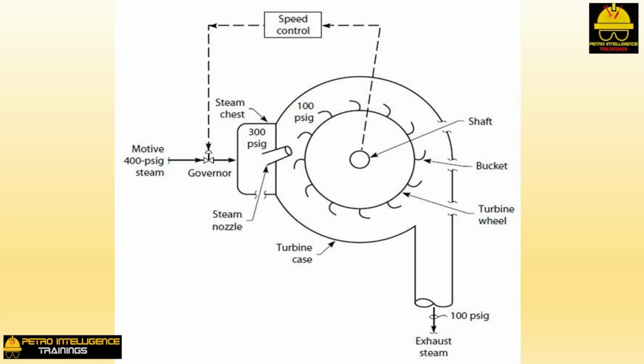This is an ordinary nozzle. It screws into a hole in the wall that separates the steam chest from the turbine case. The nozzle is shaped to efficiently convert the pressure of the 300 psig steam to velocity. The pressure of the steam, as soon as it escapes from the steam nozzle, is already the same as the exhaust steam pressure, 100 psig. All the pressure energy lost by the steam in expanding from 300 to 100 psig is converted to velocity.